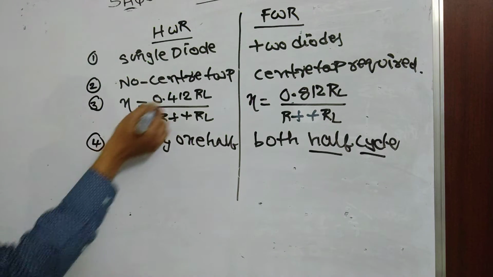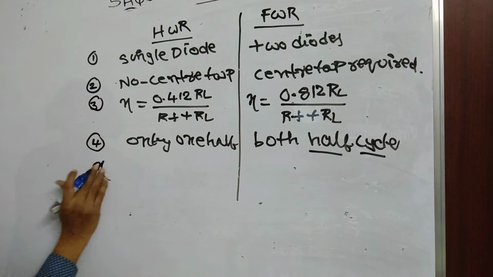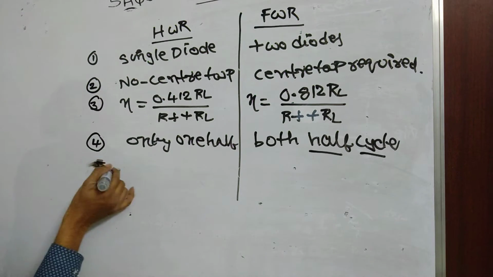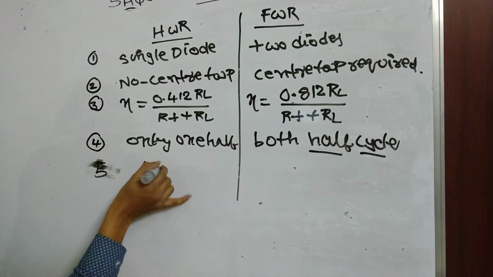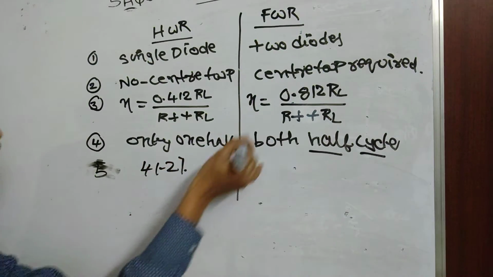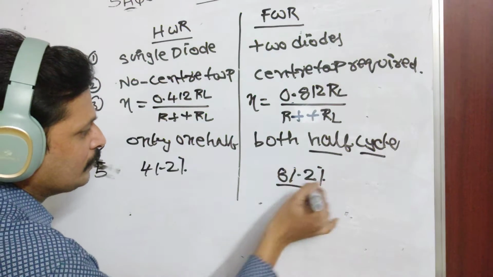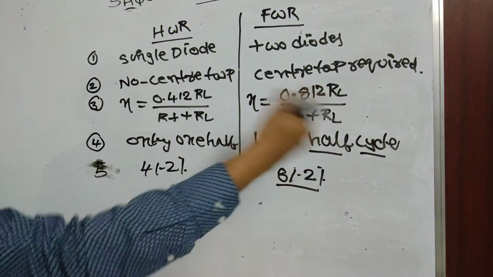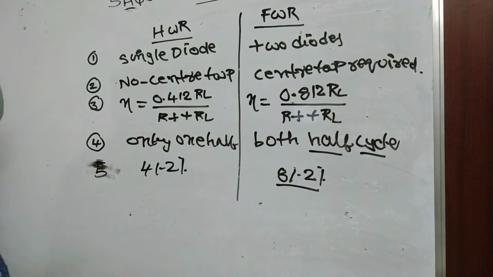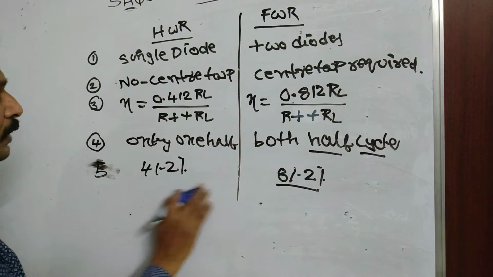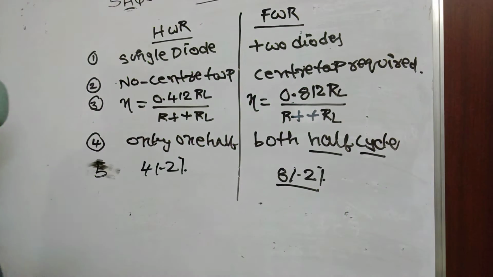In terms of percentage, you should define it. The percentage is 41.2 here, and 81.2 here. That means the full wave rectifier efficiency is double that of the half wave rectifier. The half wave has low efficiency, the full wave has high efficiency. Okay.